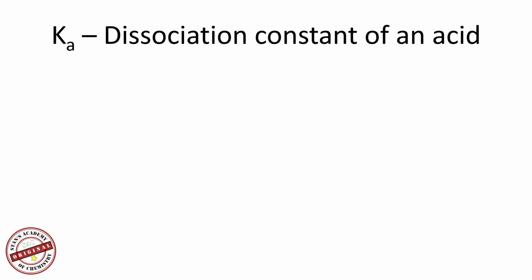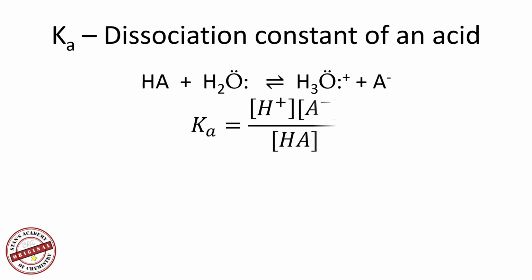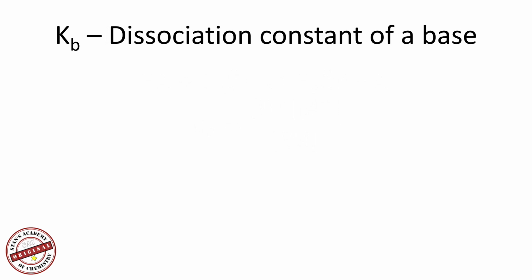We had seen dissociation constants for acids. The general equation for the dissociation of an acid: the Ka value can be found by using the expression H positive times A minus divided by HA. Similarly, we can also have a dissociation constant for a base, which we call Kb.